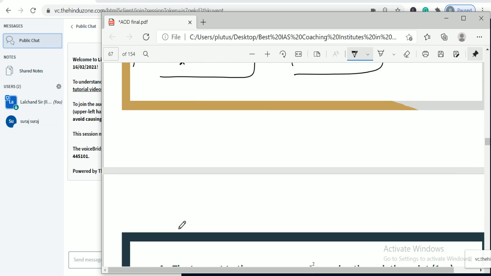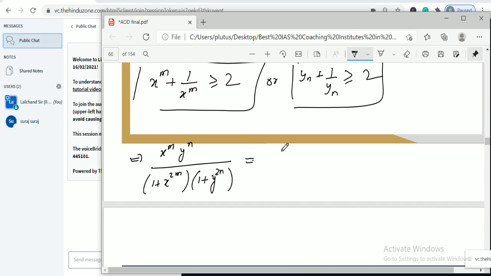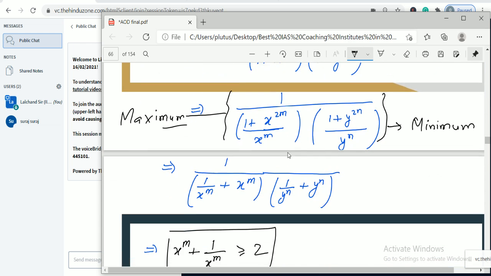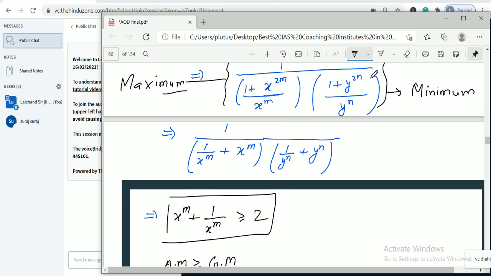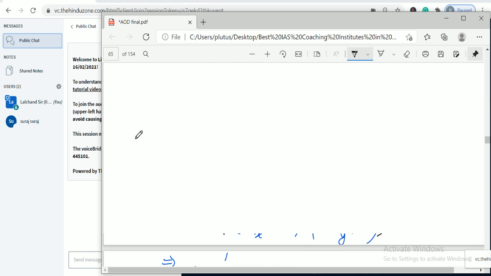So we can say our expression, that is x to the power n, y to the power n over 1 plus x to the power 2m, 1 plus y to the power 2n, that expression. Because if you substitute the values, this is 1 by 2 and 1 by 2. Basically this is 2 and this is 2, so we will get 2 into 2. This is equal to 1 by 4. This is the maximum value for this expression.